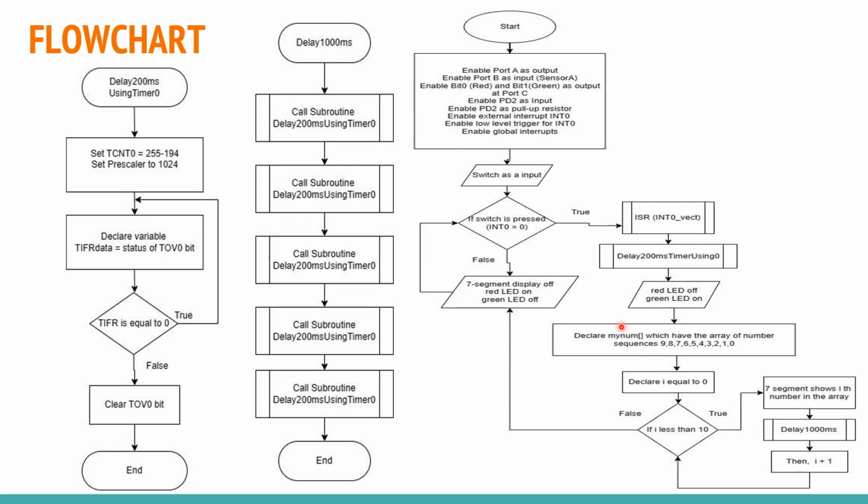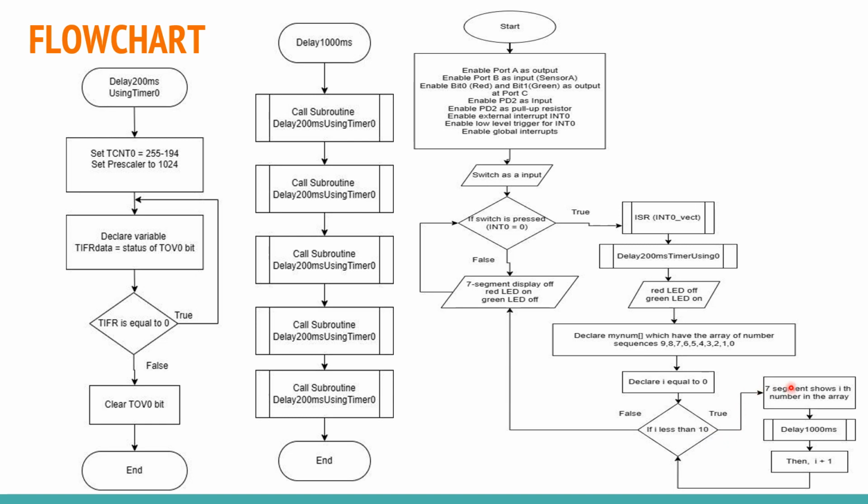Then my number is declared, which is an array of the number sequence 9 to 0 in descending order. And the next process is declare I equal to 0. After declaring I equal to 0, it goes into a loop where the condition is if I is less than 10.